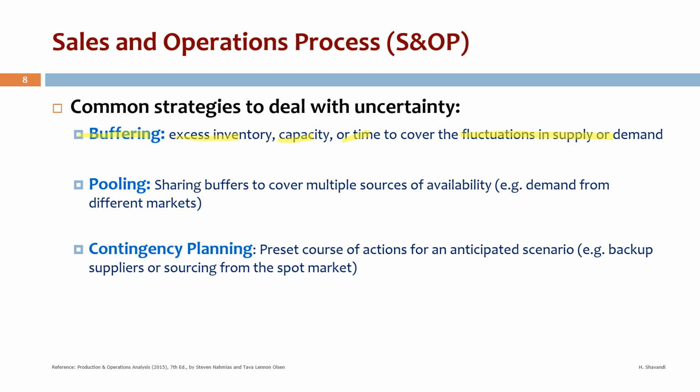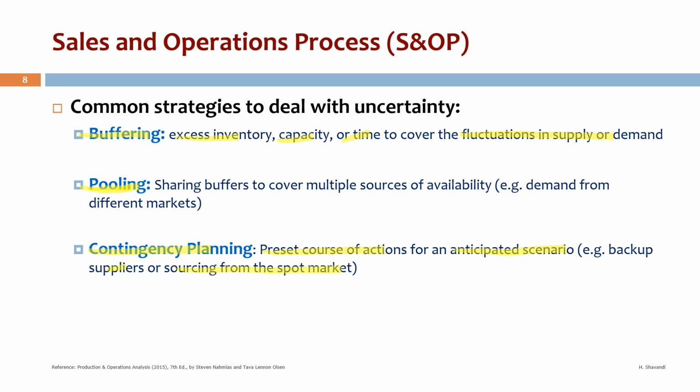The second one is pooling. In pooling, we share buffers to cover multiple sources of availability. For example, let's say we have different markets, so we don't need to have a separate buffer for each market. We can have one buffer as a pool that will serve all the different markets. And the third one is the contingency plan. Here we are talking about a preset course of actions for an anticipated scenario, for example, backup suppliers or sourcing from the spot market.